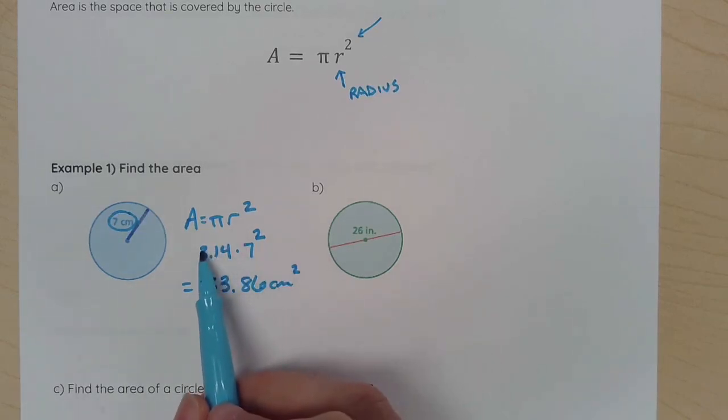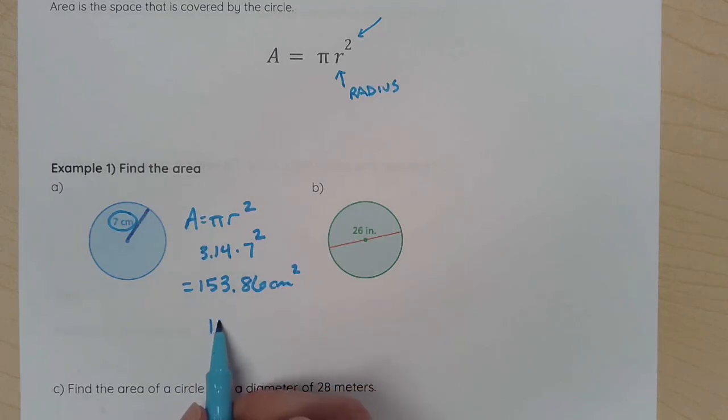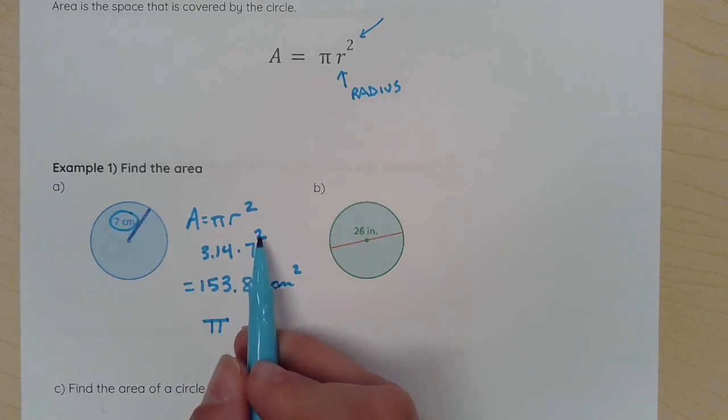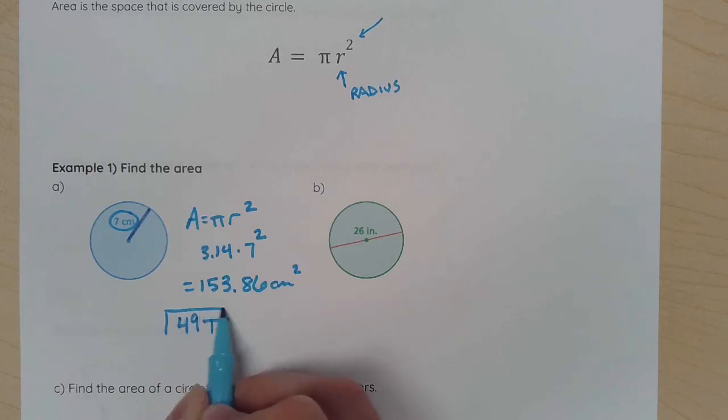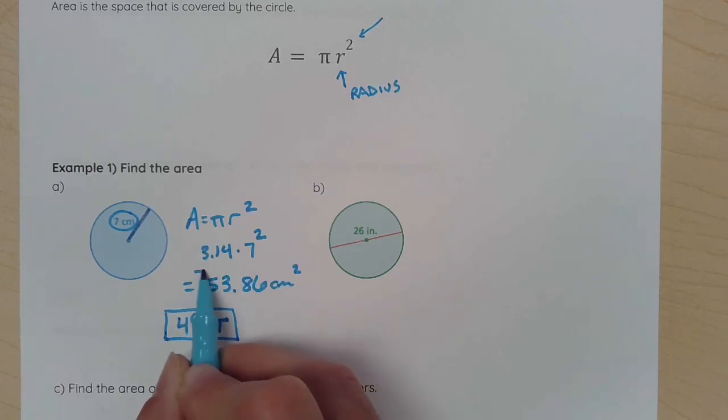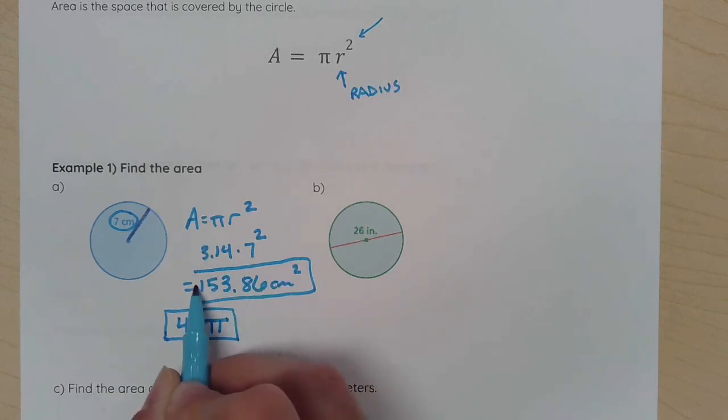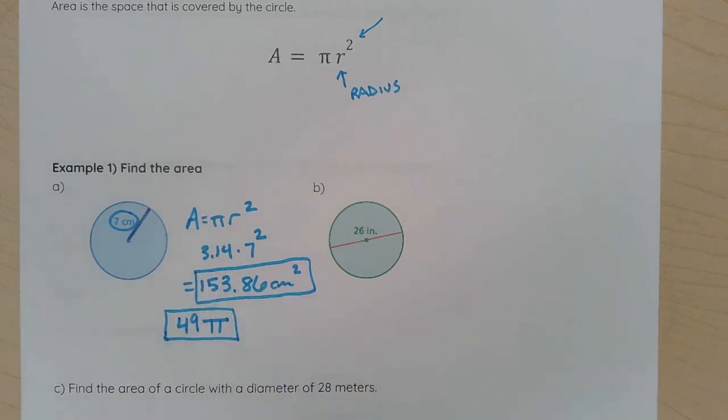If I wanted to keep this pi, and I do 7 squared, that's 49, so it would be 49 pi. That would be my exact form. So the exact form really just involves squaring the radius and putting the pi on the end.